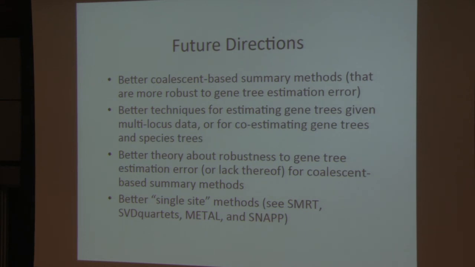And then there's this entire new class of methods which don't fall into the category of either concatenation or summary methods. What they do is look at the concatenated alignment, and they look at each of the sites, taking heterogeneity into account, and they figure out the entire species tree without ever going through the gene tree calculation. That approach is called single site methods. They're very promising. They bypass gene tree error, and they take heterogeneity into account, but so far they're not as accurate.